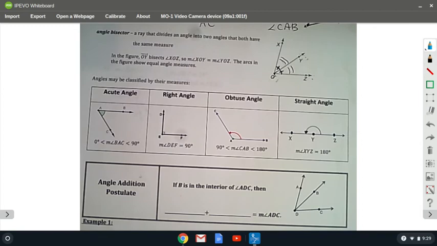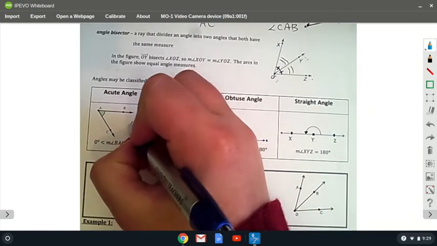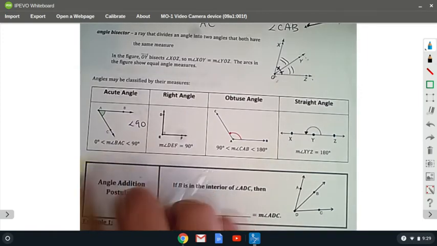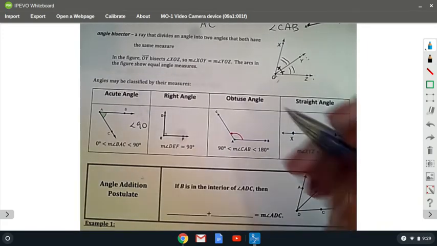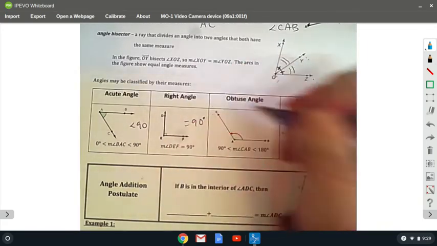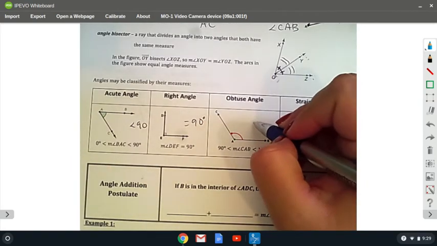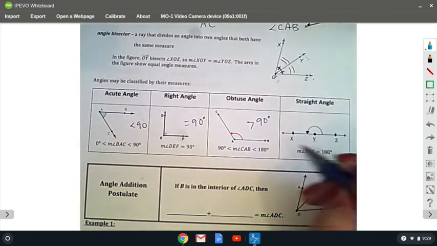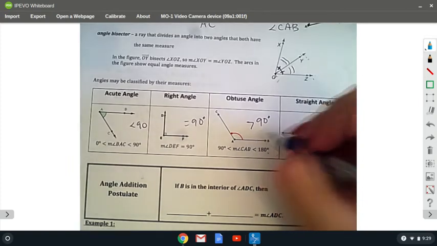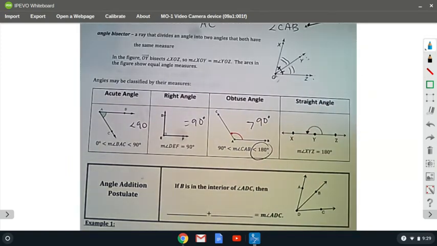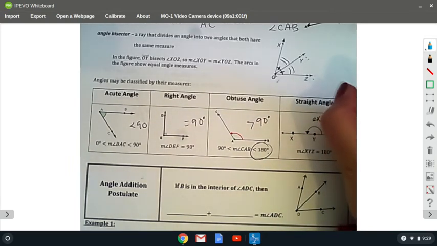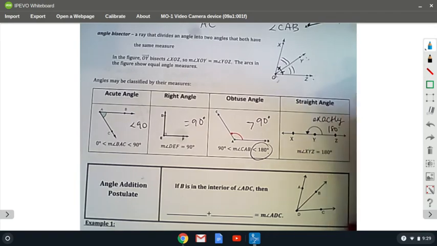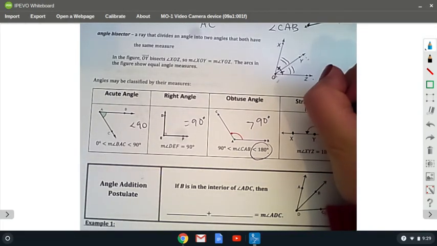We have our acute angles, which means that they are less than 90 degrees, but they're always more than 0. Our right angle is equal to 90 degrees. Our obtuse angle is greater than 90 degrees, but less than 180. And our straight angle is exactly 180. It's a straight line.